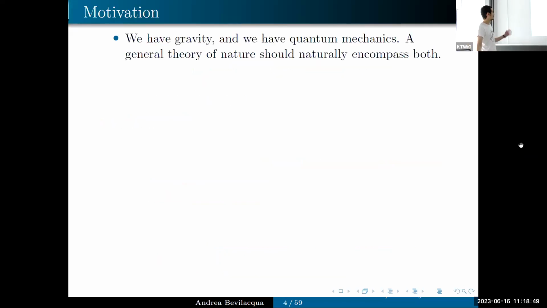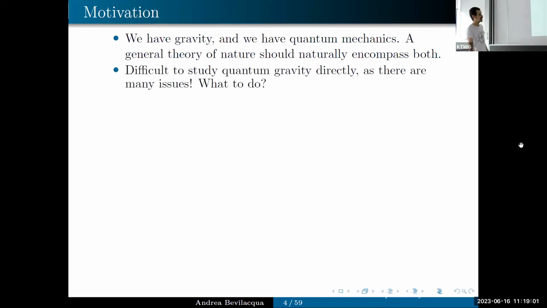Okay, some motivation. Of course, this is what everybody talks about in this field of work. We have gravity, we also have quantum mechanics, and a general theory of nature should of course naturally encompass both. But there are difficulties because they cannot really be merged directly. For example, time in quantum mechanics is a parameter. In general relativity, it is not, because all coordinates are equal. I will not talk too much about this.